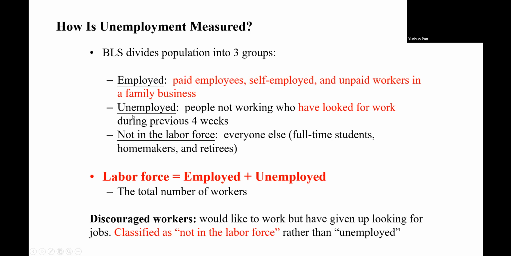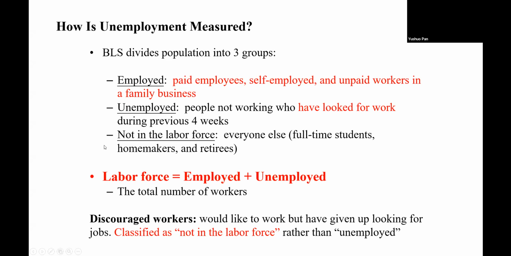What kind of people belong to unemployed? It should be the people not working who have looked for a job during the previous 4 weeks. This part usually we do not care about. What we really care about is that this group of people are really looking for a job. If they do not have a job right now, but they are still looking for a job, this is important. Then this group of people would be the unemployed. And it also includes the people who are waiting to be recalled to a job from which they had been laid off. So that kind of people also belong to the unemployed.